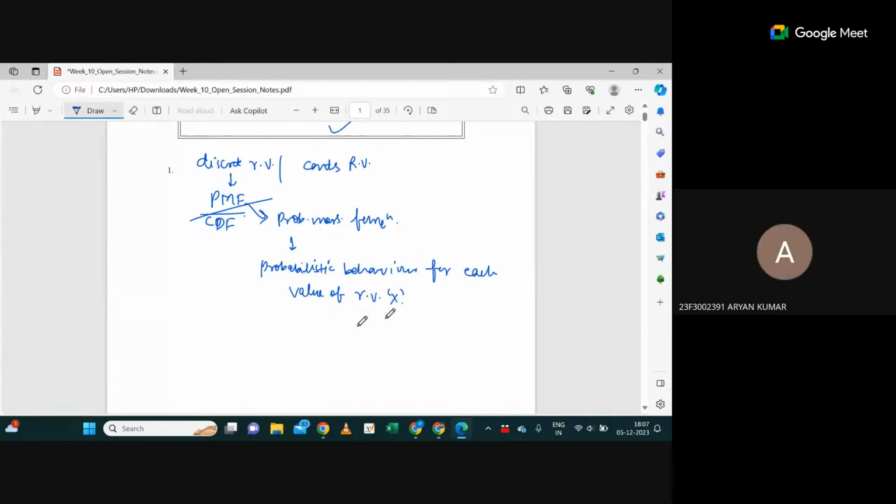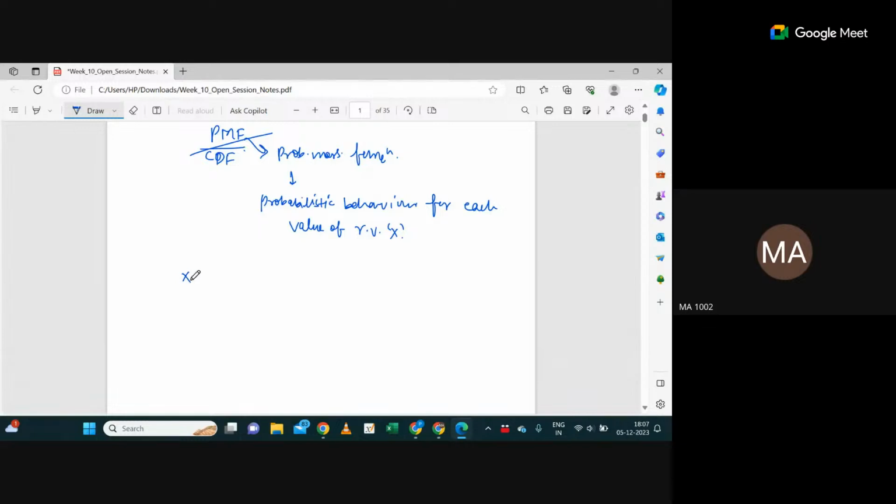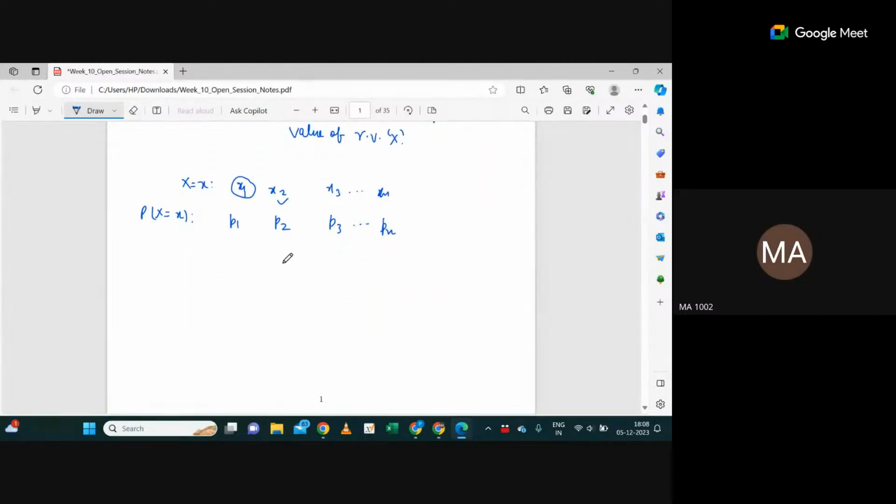Probabilistic behavior for each value of x means, let's say x is taking some values, x1, x2, x3, and so on up to xn. The PMF tells us the probability, or the weight, associated with x1, let's say p1. For the value x2 it is p2, then p3, and so on up to pn. This is the information the probability mass function gives me about the distribution of my random variable. Yes or no? Yes, sir.